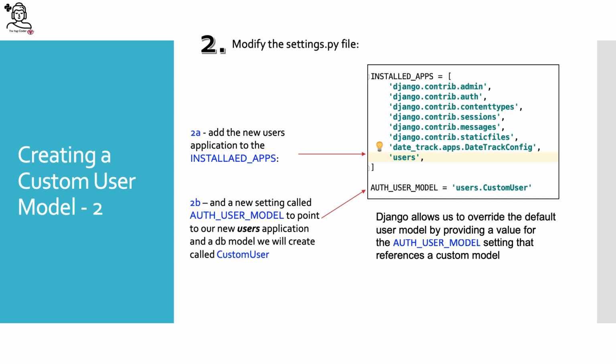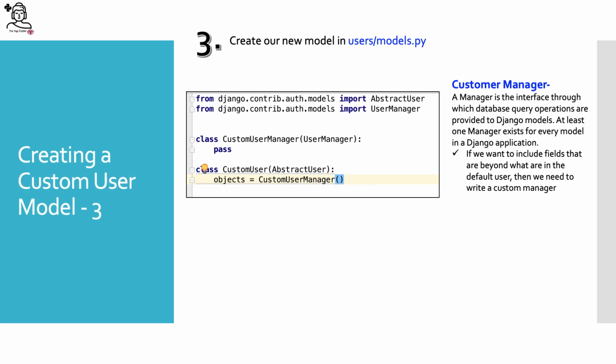Then we'll add a new setting called AUTH_USER_MODEL to point to our new users application, and the DB model we will create called CustomUser in just a minute. Django allows us to override the default user model by providing a value for the AUTH_USER_MODEL setting that references a custom model, and that's what we're doing here. So here we do two things in one shot. We create what's known as a custom user manager and the custom user class for our user model.